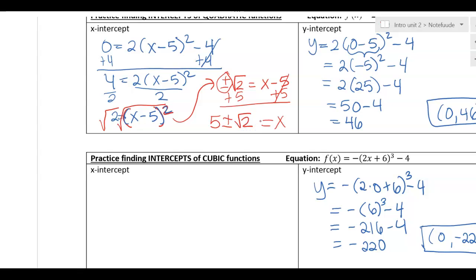How many x-intercepts is that? 2. Can a parabola have 2 x-intercepts? Yes. Are these super nice, convenient numbers to graph? No. Okay, it's like 5 plus 1 point something and 5 minus 1 point something. But if you want to at least make sure that they make sense, think about 5 plus 1 point something and see if that makes sense with your graph.